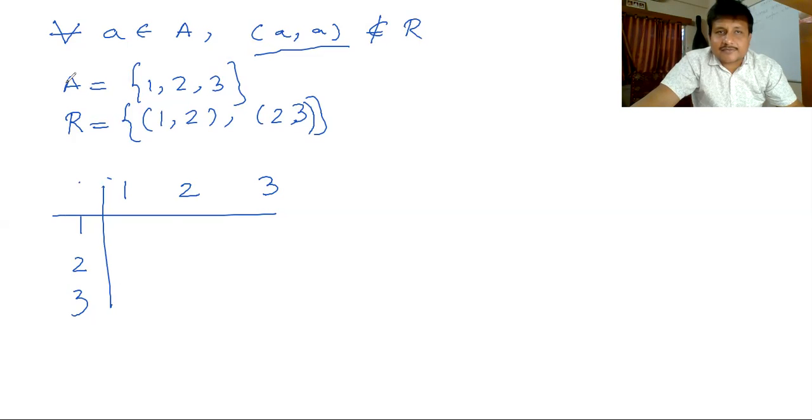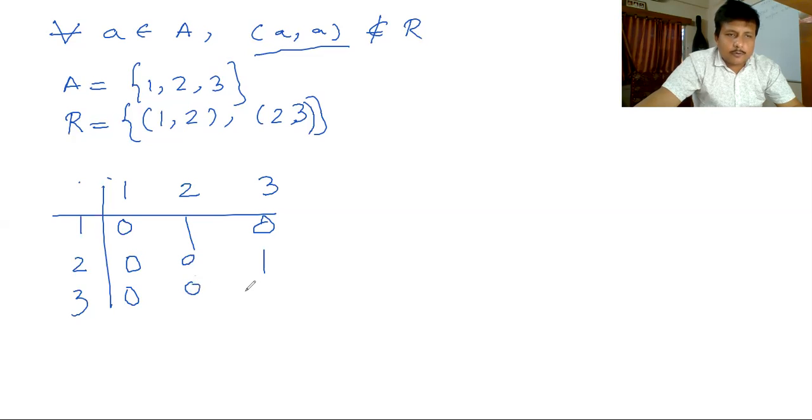Since capital A contains 3 elements, the matrix will also be of size 3 by 3. (1, 1) is not present in capital R, so you put 0. Look, (1, 2) is there, so you put 1 over there. (2, 3) is over there, so you put 1 there. But for the rest of the elements, you put 0. So you put 0 at this place, 0 at this place, 0 at (3, 2), and 0 at (3, 3) as well.